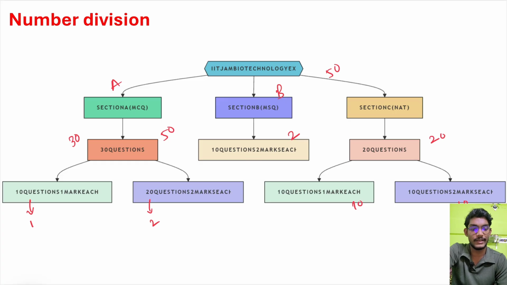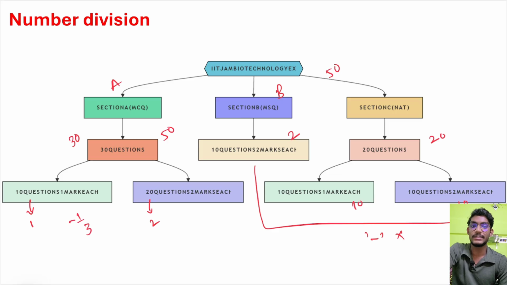Now for NAT and MSQ, as I have mentioned, there is no negative marking, but for MCQ questions there will be negative marking. So for the 1 mark MCQ there will be 1/3 negative marking, and for the 2 marks MCQ there will be 2/3 negative marking. So for the 2 marks questions, if you don't know the answer, if you are not sure, try to avoid answering that particular question. You can leave that question, because negative marking is very dangerous. Your rank will drastically decrease.